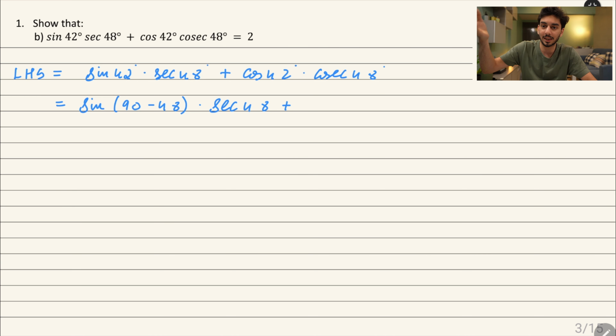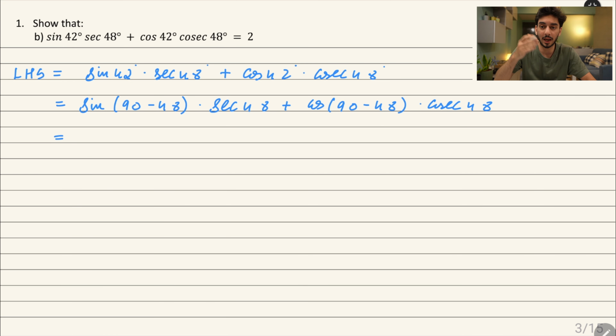Plus, in the second one also, I'll do the same thing. I can do one of them. I don't have to do both of them, and I don't have to necessarily do 42, but I've already done 42, so I'll still do 42. So this becomes cos of 90 minus 48. And then the cosec 48 remains as it is.